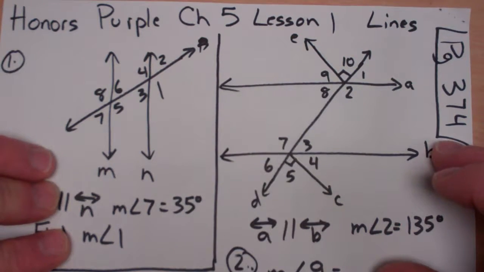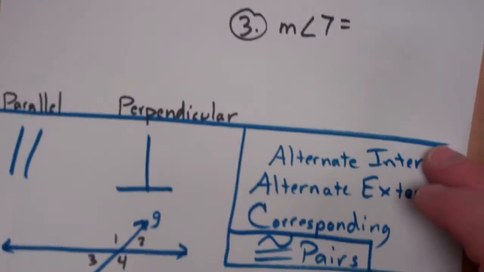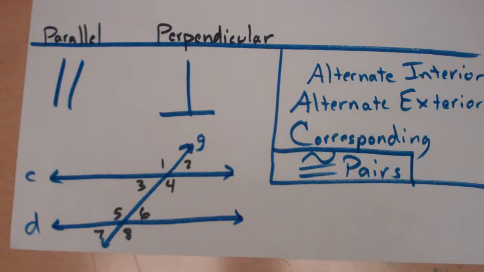Alright, this is Honors Purple Chapter 5, Lesson 1. We're doing the guided practice off page 374. I'm going to start with a little bit of review and explanation of some terms and words that we should know.